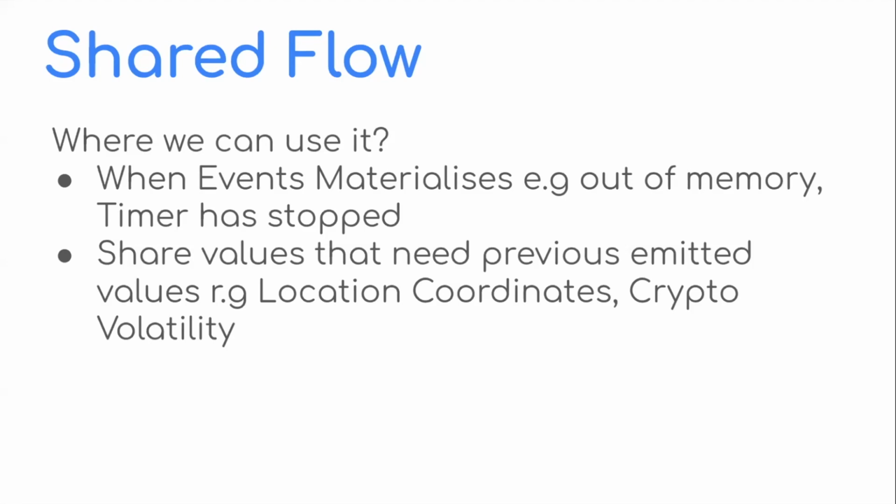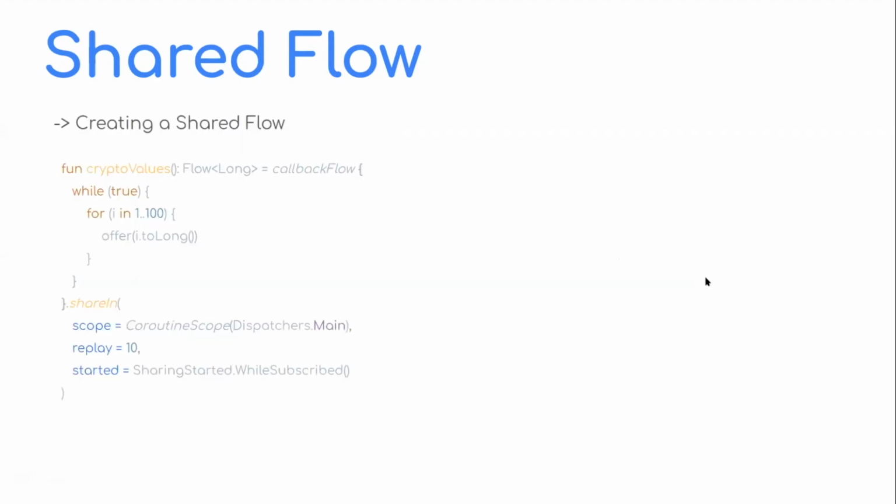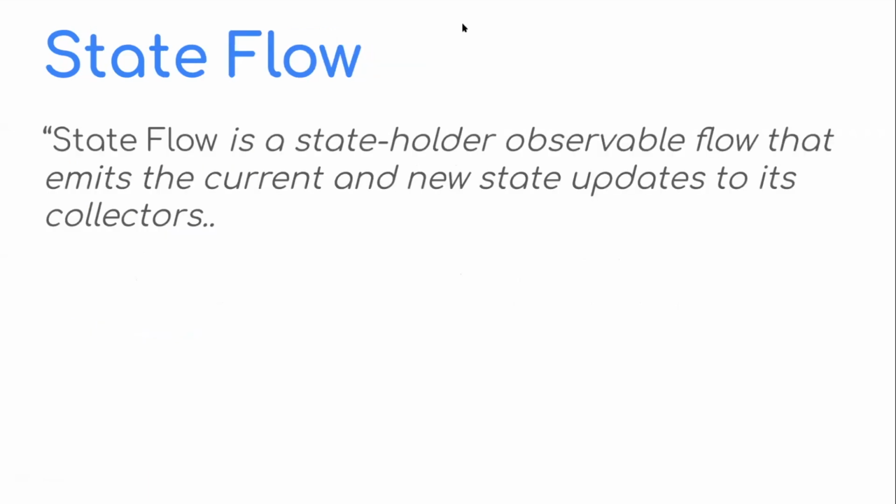Let's say we are building a tracking app, and we want to keep track of the coordinates of where the user is going. We can trigger a shared flow and send all the different data to all the consumers. In the previous slide, we have seen that we can create.